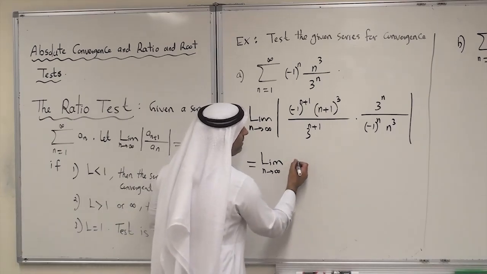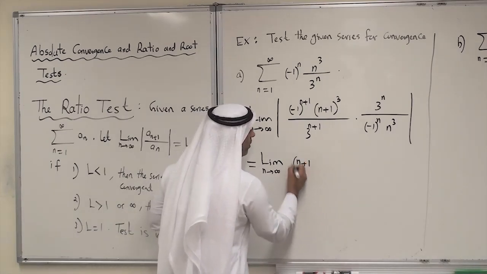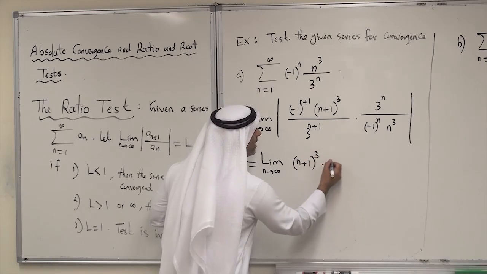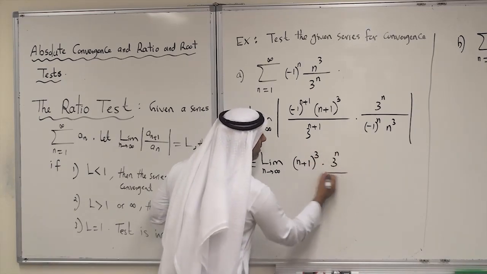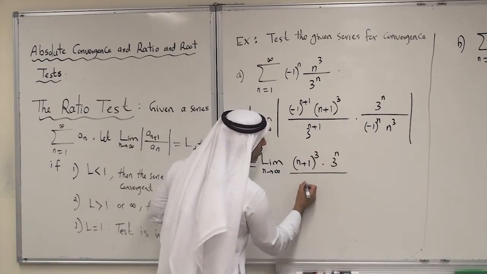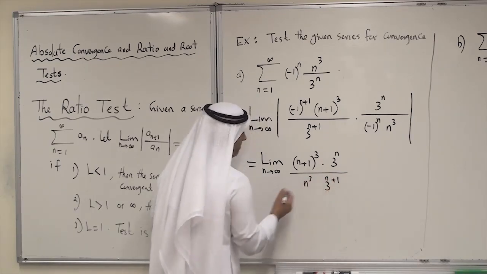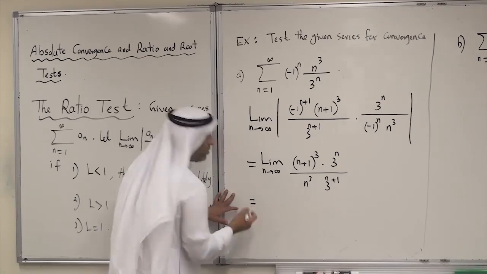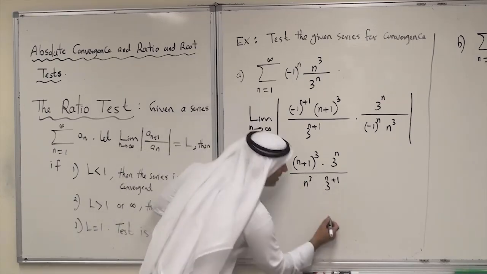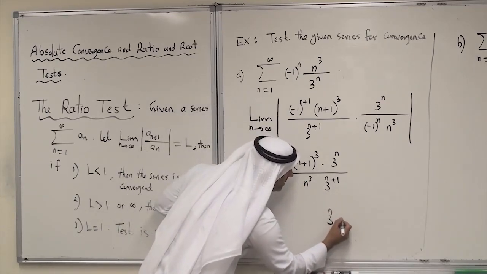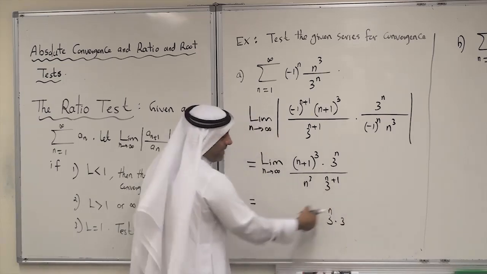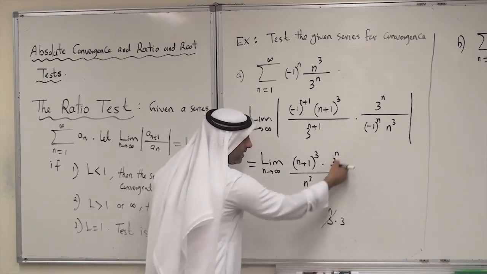I have here (n plus 1) cubed multiplied by 3 to the n, divided by n cubed multiplied by 3 to the n plus 1. I need to do some simplification here. You have 3 to the n plus 1 is 3 to the n times 3. That's 3 to the n plus 1. 3 to the n will cancel with the 3 to the n upstairs.